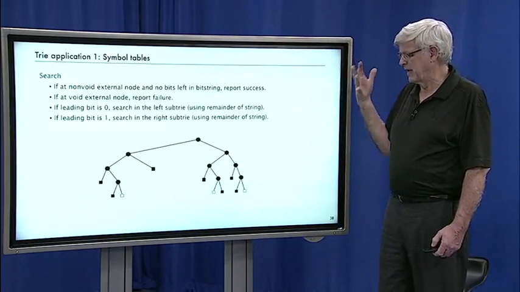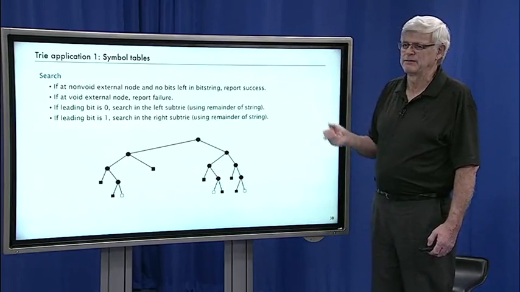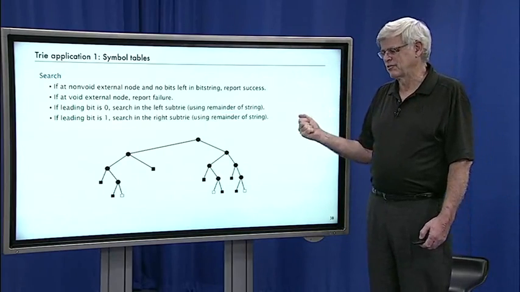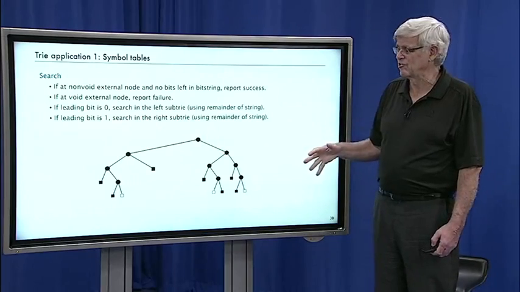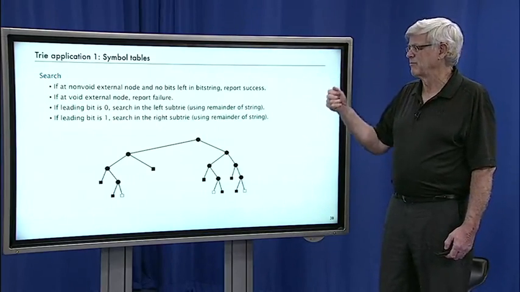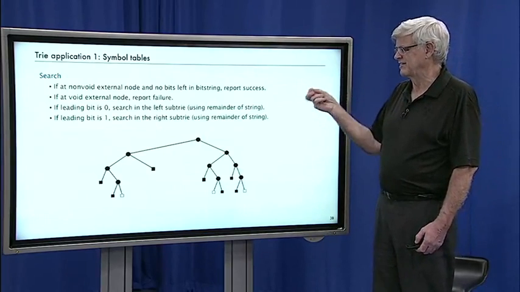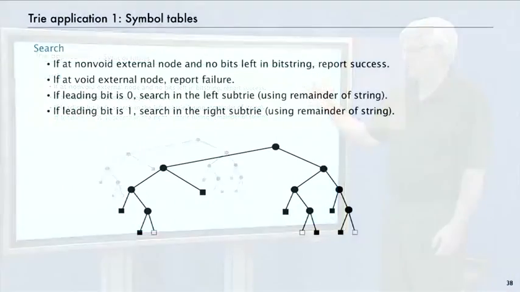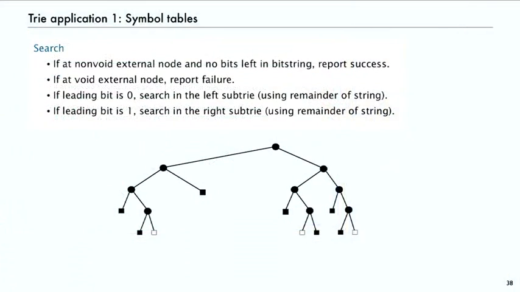So here's the basic application, which is for symbol tables. A trie represents a set of bit strings. Going from the definition, we have a search algorithm for determining whether a given bit string is in the set represented by the trie. The basic idea is, if the leading bit of your key is 0, go to the left. If it's 1, go to the right, and then use the remainder of the string recursively. If you get to a void external node, it means that the one you're looking for is not in the set represented by the trie. If you get to a non-void external node and you're at the end of your bit string, then you report success. You did find the key.